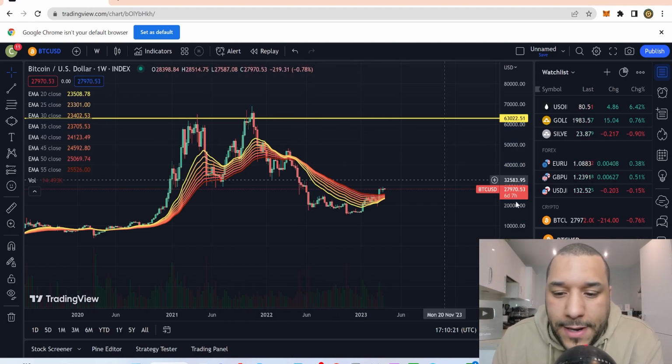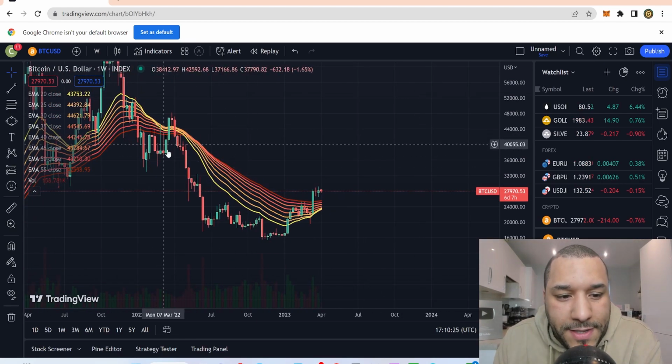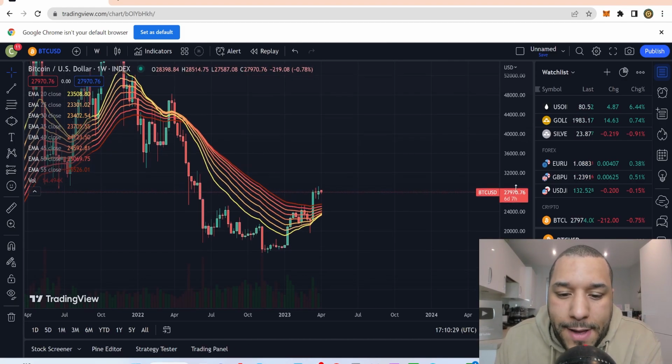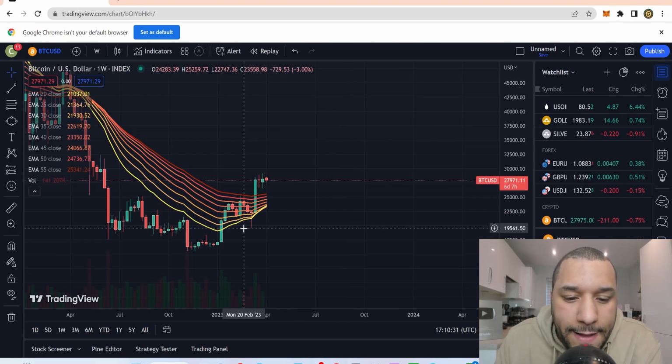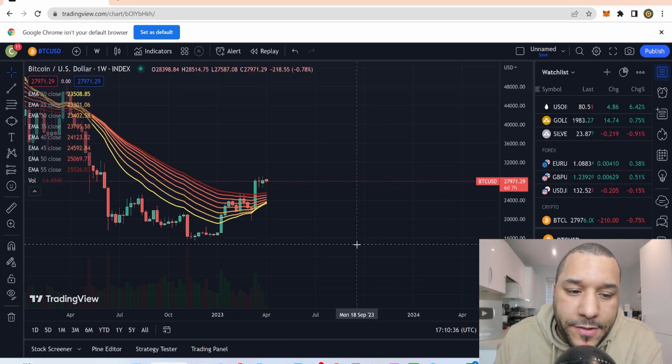Mark it if you like, but let's just pay attention to these ribbons, because this is what I'm paying attention to. We've seen price action underneath it for the longest time. We finally broke above, and we might now in the future start to see these ribbons tangle and come up like this, just like what we saw in the past.